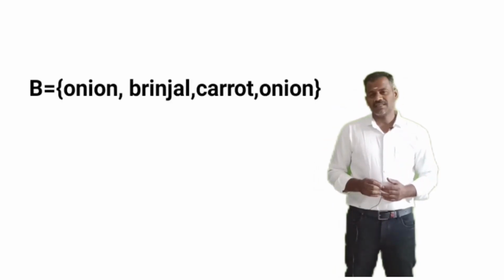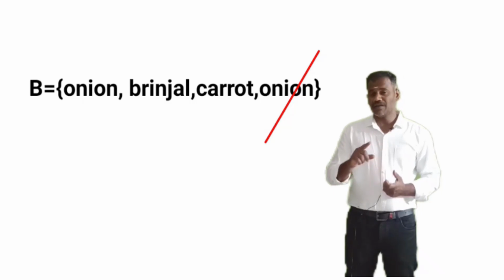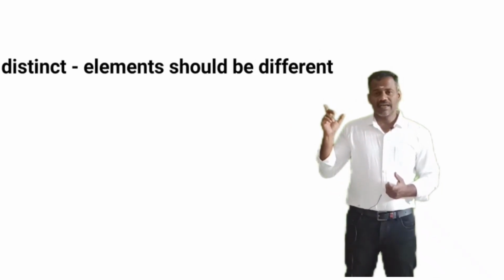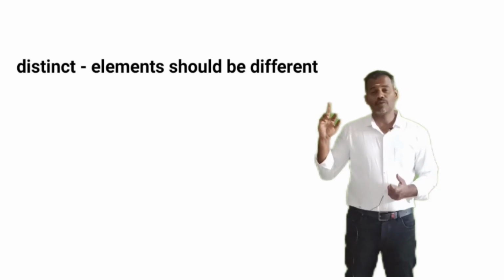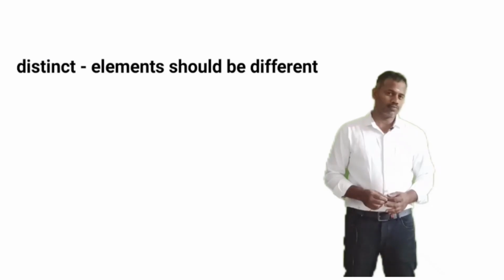And the next one is distinct objects. Let's see an example. Set B as onion, brinjal, carrot, and again it should not be onion. The elements should be different. So in a set, the elements should be different. The elements should not be repeated again. That is called distinct objects.